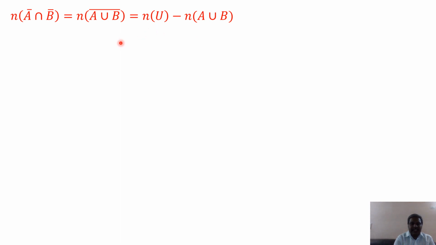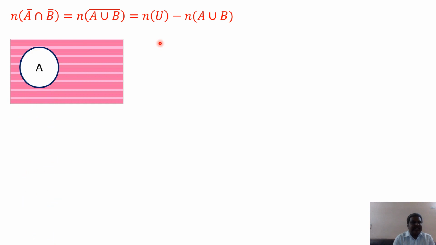How to obtain this one? Let us see by diagrammatically. This is the universal set. The entire set is my universal set. Okay. Next, what is this? Set A. This is my set A. What about the remaining portion? The entire remaining portion is nothing but A bar.